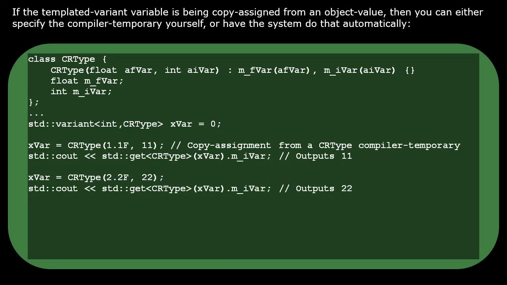If you're assigning from a new object, then you can either manually program the compiler temporary, as we're doing here, or you can use emplace to have the system do that automatically.